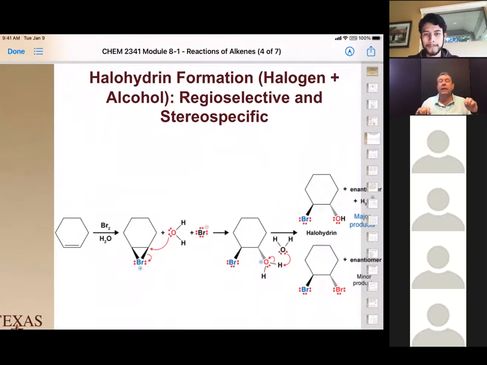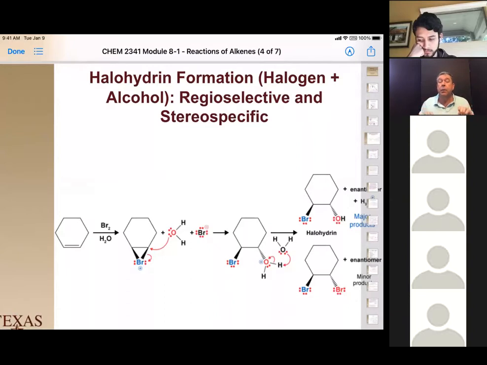Now, what if we change up what the attacking nucleophile is after we formed that bromonium ion? When we change the nucleophile attacking here, we can have alcohols or water come in and attack, and we call this the halohydrin reaction. In the case of attacking with water, we end up with a halogen and an alcohol one carbon apart, a 1,2 halogen alcohol. And if we attack with an alcohol, we'll end up with a 1,2 where we have an ether on one end and a halogen on the other side.